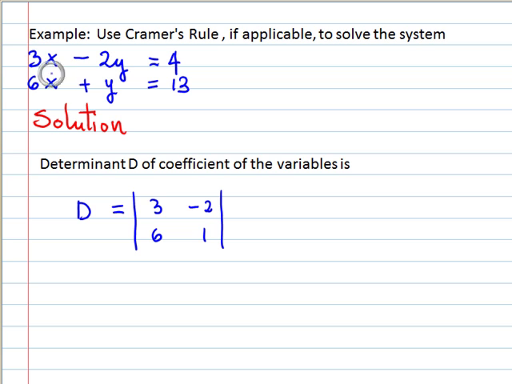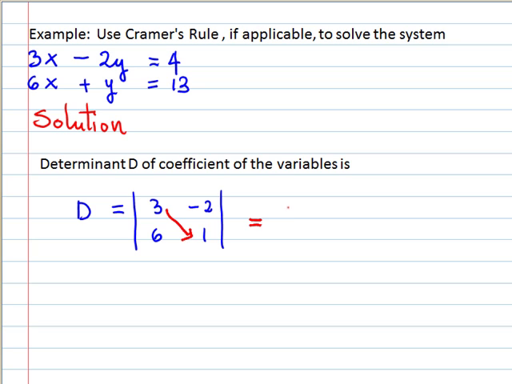So we have 3 here is the coefficient of x, 6 here also the coefficient of x. So we have the coefficient of x in one column. And then we have a minus 2 is the coefficient of y, and 1 here, there's an invisible 1 is the coefficient of y, and we put it in a second column. So the first column is the x coefficient, the second column will be the y coefficient, and now we can solve for the determinant.